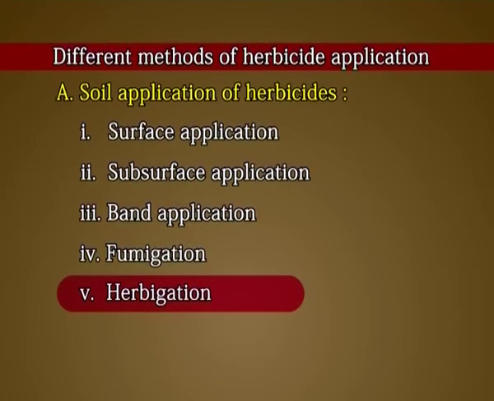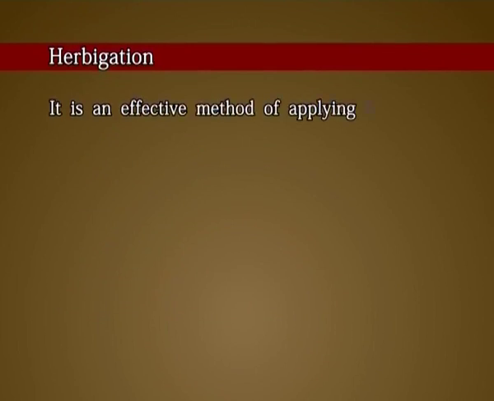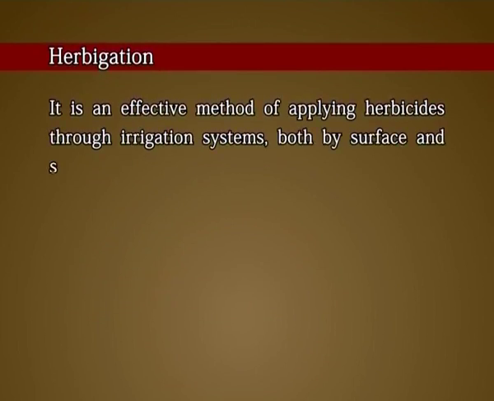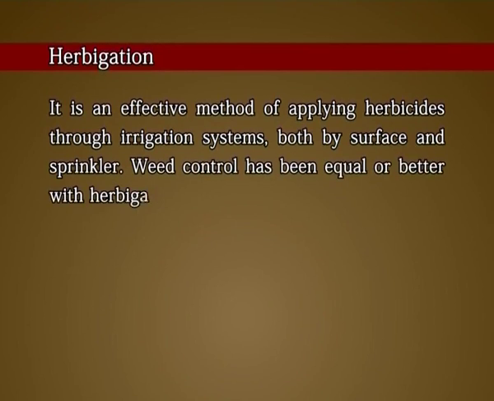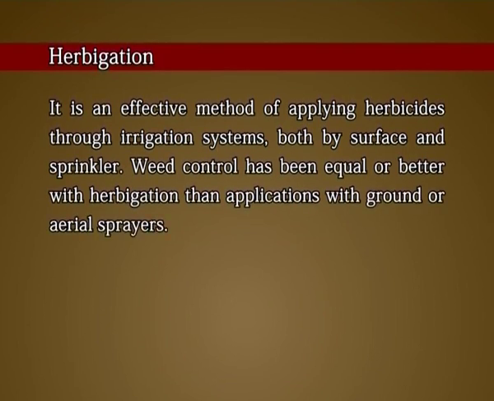Number 5, herbigation. It is an effective method of applying herbicides through irrigation systems, both surface and sprinkler. Weed control has been equal or better with herbigation than applications with ground or aerial sprayers. The success of good herbigation programs depends upon good management, uniform water applications, and knowledge of the movement of herbicides in the soil. Crop injury or poor weed control can result if water is not applied uniformly.